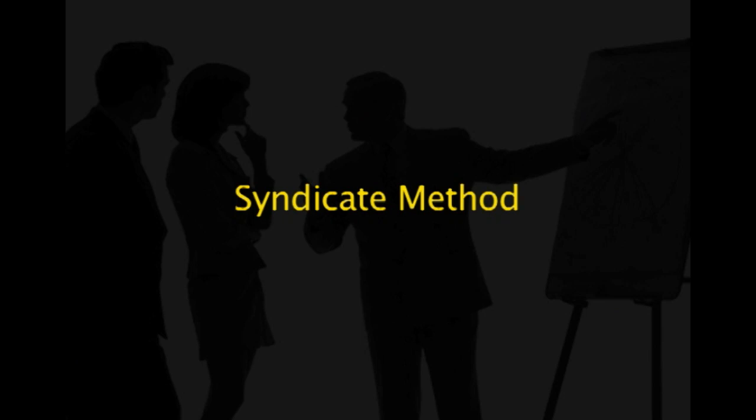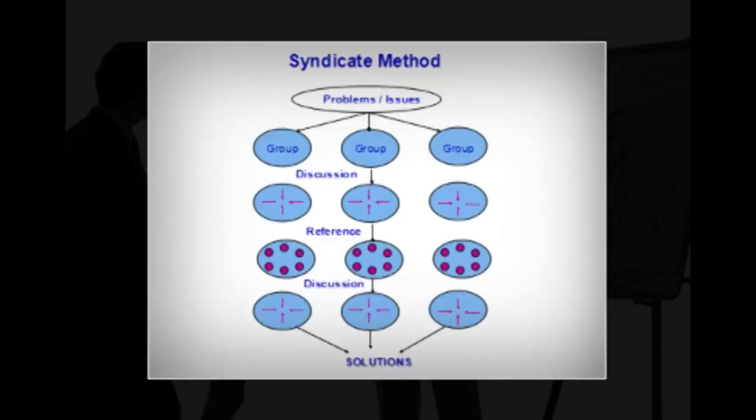The next technique is the syndicate method. In this method, the trainees are divided into subgroups called syndicates, and each syndicate has to work on various subjects. The syndicate discusses the issues related to the subject and prepares a paper. The issues may be integrated, involving all the departments in an organization.